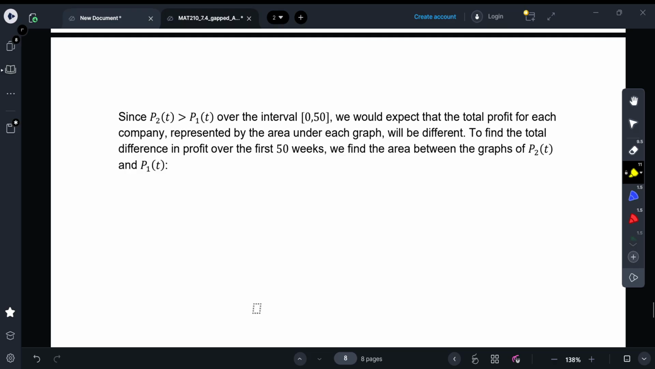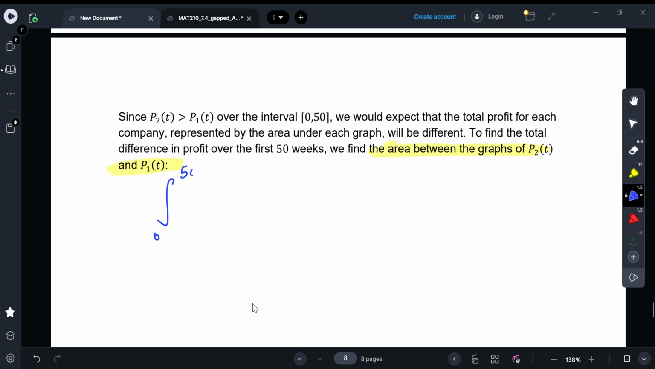Since P2 is greater than P1 over the interval, we would expect the total profit over each company, represented by the area under each graph, will be different. To find the total difference, we need to find the area between the graphs, right? You see how it's useful to find the difference between the profits of two companies? All we have to do is find the area between the graph.